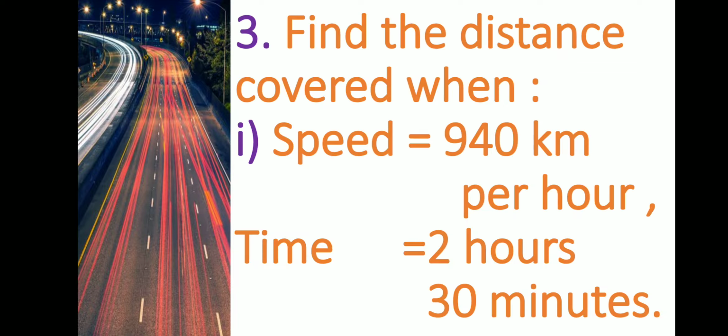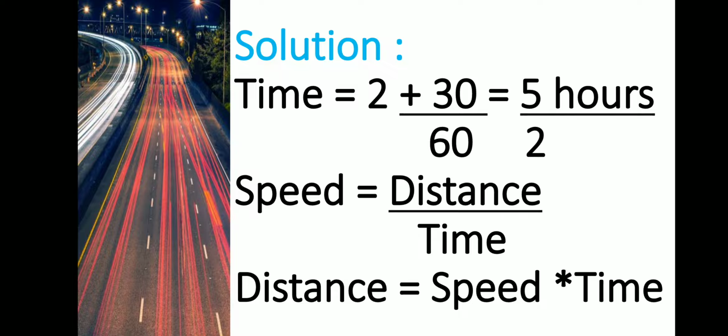Now come to next. Question number 3. Find the distance covered when speed is equal to 940 km per hour and time 2 hours 30 minutes. Again, we have to convert these minutes into hour. Let us see the solution. Time is equal to 2 hours 30 minutes. So, we are converting this 30 minutes into hours by dividing with 60. So, that comes to 5 by 2 hours.